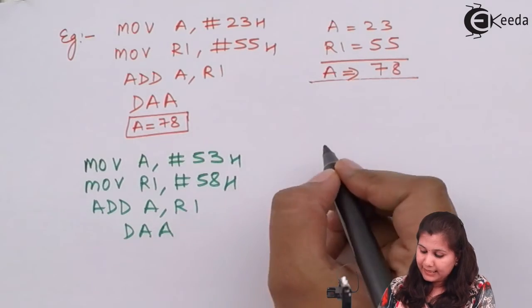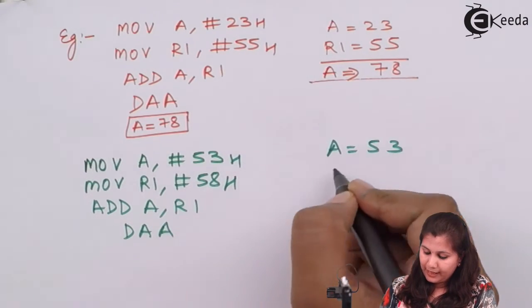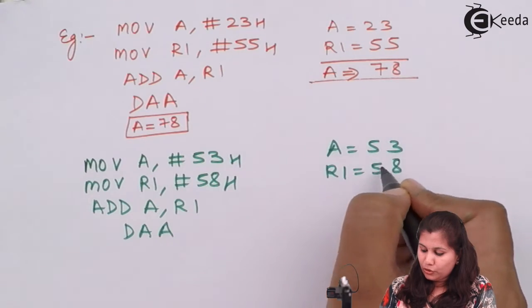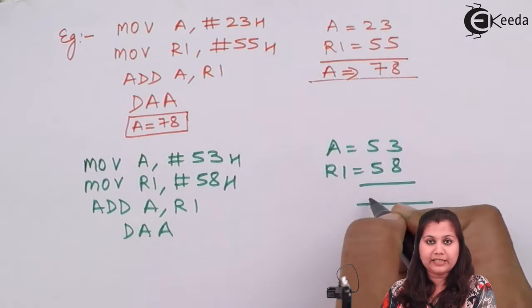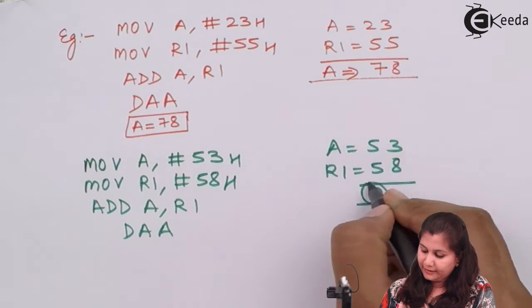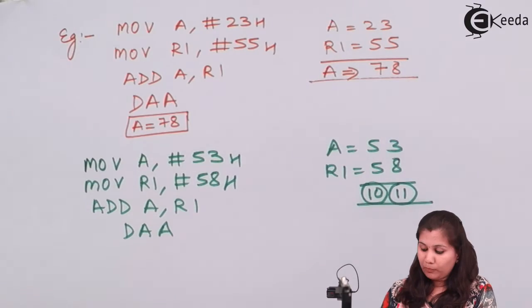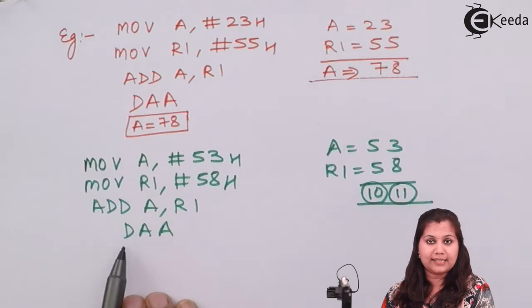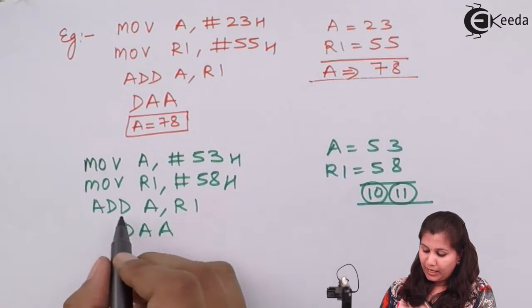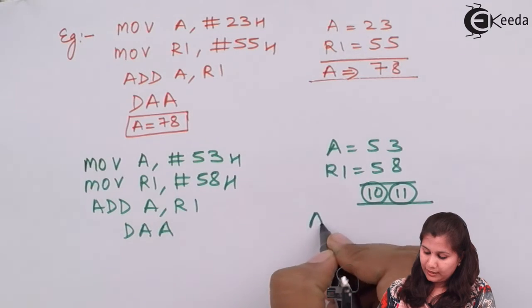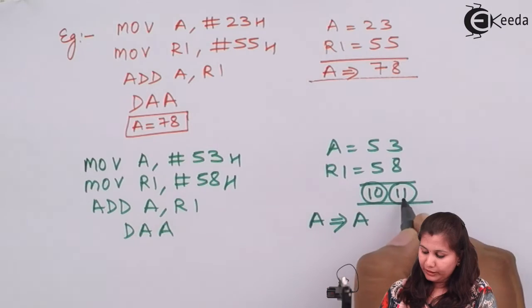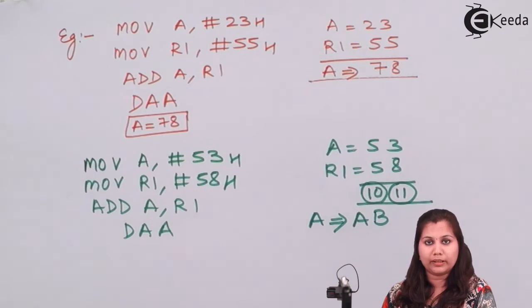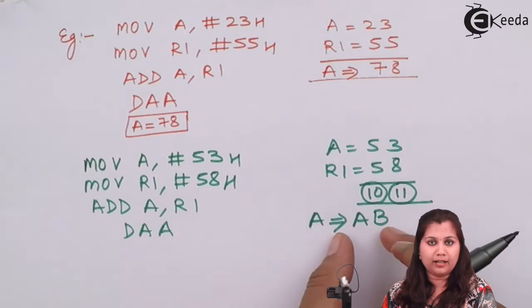Now this time A is having 53 and R1 is having 58. So when they are added, 8 and 3 it is 11, and 5 and 5 it is 10. So here we are getting 10 and here we are getting 11. Both these numbers are greater than 9. So what this DA instruction, that is DAA, is going to do: after this instruction, the accumulator will have A for 10 and B for 11. That is the result in the accumulator.